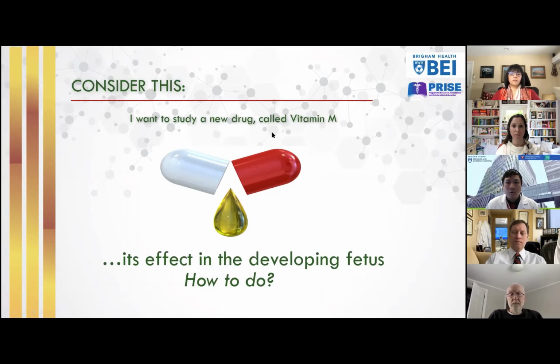So let's take the same question now and think about a different question or a different audience. Let's consider this vitamin M drug and think about its effect in the developing fetus. How would we do that study? Obviously that's going to be a different audience and a different question. As a radiologist, this is something we could easily do with ultrasound when we look at fetal surveys on patients, seeing the effects sequentially and seeing if any morphological abnormalities end up developing in the fetus.